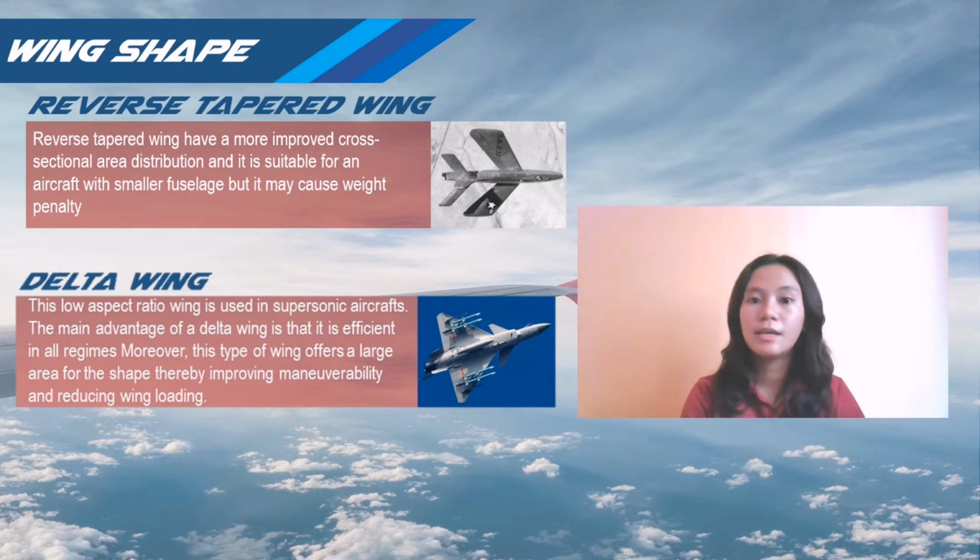The delta wing doesn't just offer an efficient flight experience, but it is also strong structurally and provides large volume for fuel storage. It is also simple to manufacture and maintain. However, like other aircraft, it has some disadvantages, and this includes the following.